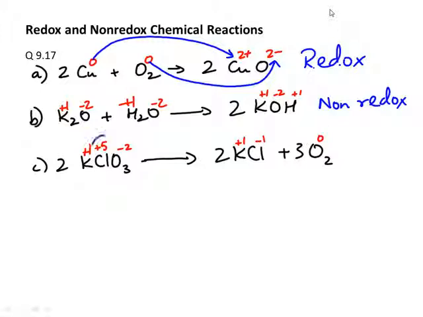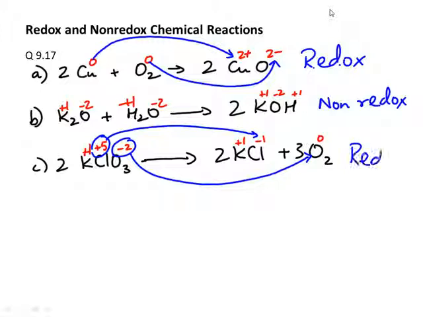So one is getting reduced. In this case, when you're going from plus 5 to minus 1, electrons are gained, which is reduction, whereas another one is getting oxidized because it's going from a negative oxidation state to 0, meaning it lost electrons. So this is definitely a redox reaction. D, methane CH4 plus 2 O2, this is a combustion reaction.